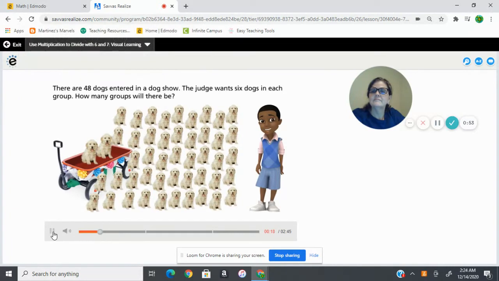There are 48 dogs entered in a dog show. The judge wants 6 dogs in each group. How many groups will there be?